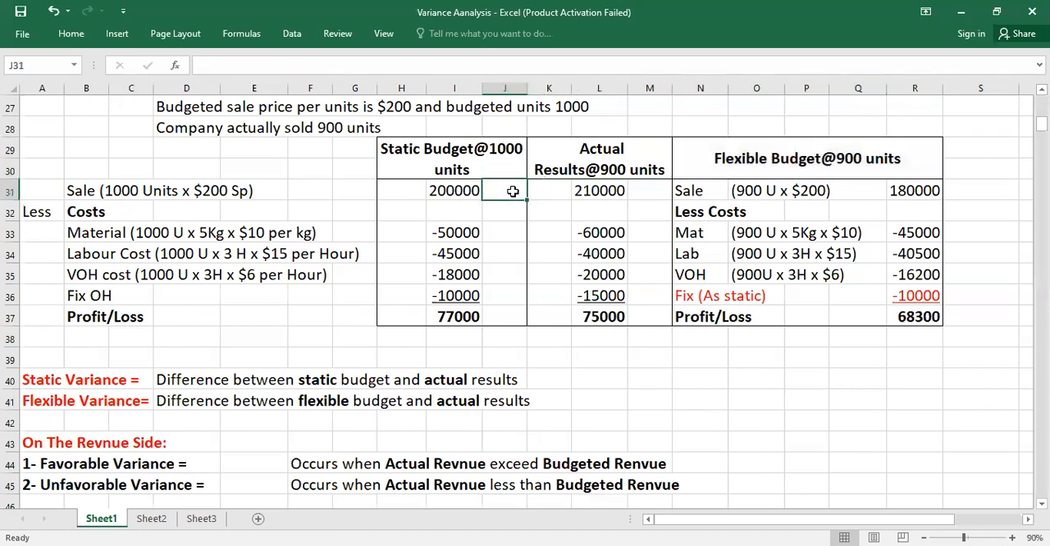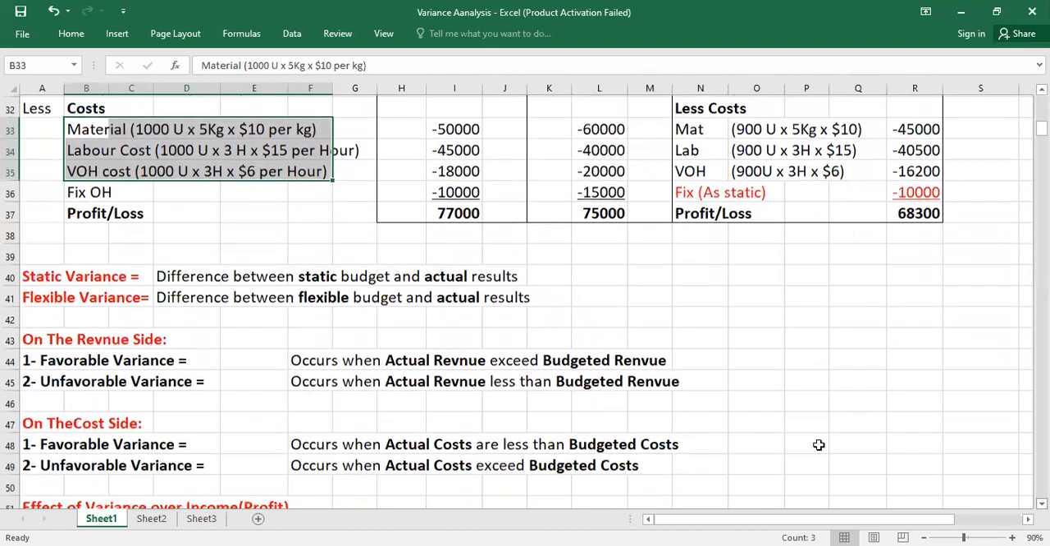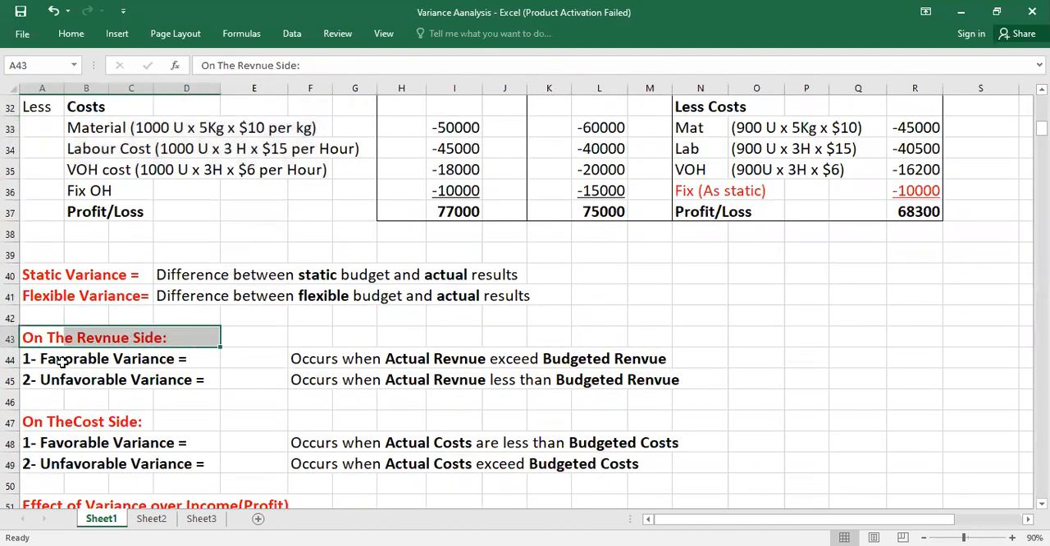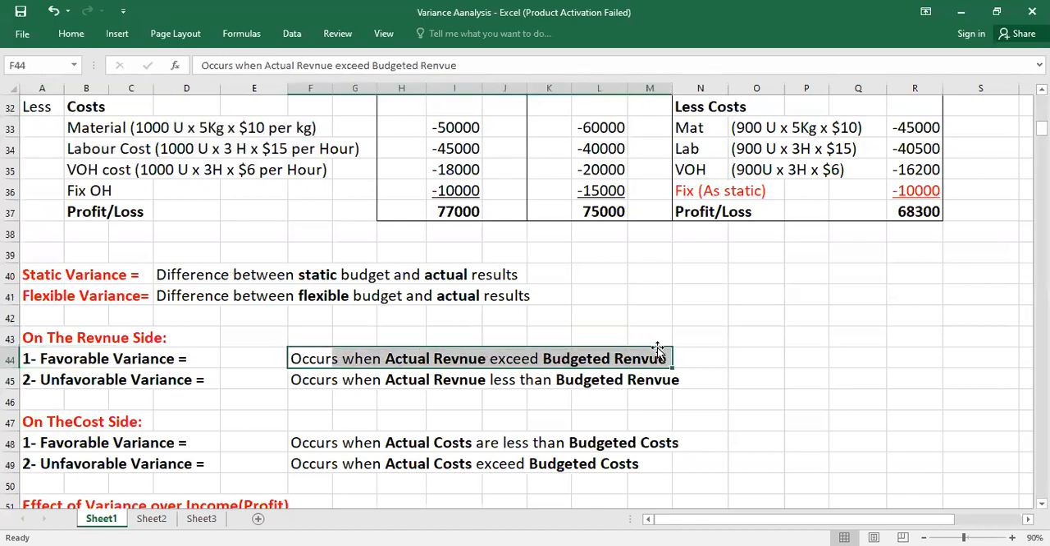If you look at this example, we have data related to sales, which is called revenue side variance, and we have data related to cost, which is called cost side variance. Now these words are really important. On the revenue side you might have a favorable variance or an unfavorable variance. A favorable variance occurs when actual revenues exceed budgeted revenues. On the other hand, an unfavorable variance occurs when actual revenues are less than budgeted revenues.